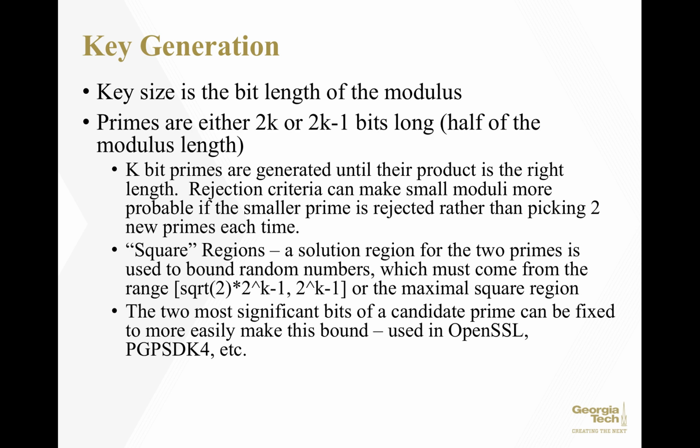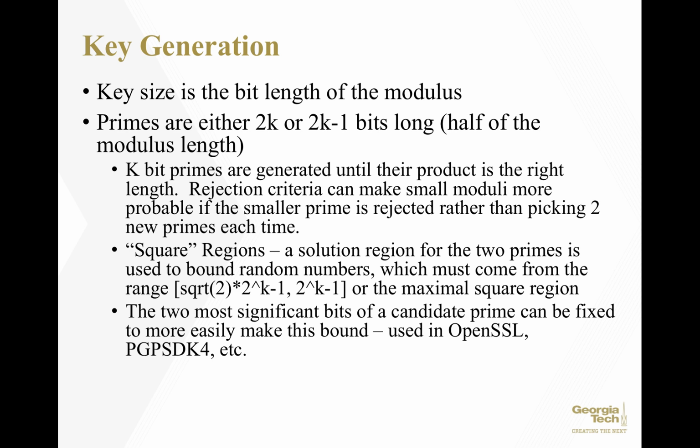Key generation. So the key size is the bit length of the modulus. Primes are going to be 1/2 the size of the modulus, or 1 bit shorter than that, depending on the size of the modulus and the rules that are enforced for that. K-bit primes are generated until the product is the correct length. However, the rejection criteria can make small moduli more probable if the smaller of P and Q is rejected, rather than selecting a new P and Q each time. The product ends up being the incorrect number of bits.